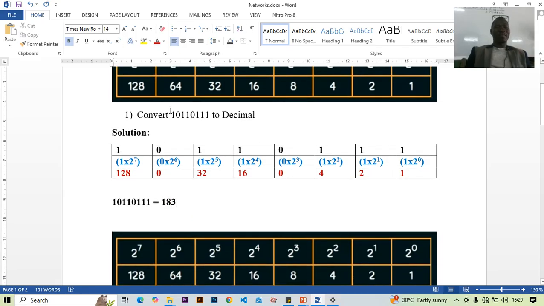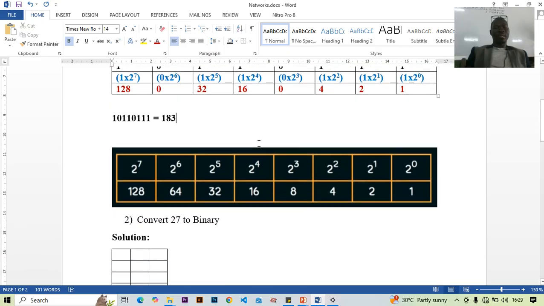So you can as well have another number. All you have to do is expand it, from your left moving towards your right, or from your right moving towards your left. So basically this is how we can convert a number like this one into decimal.